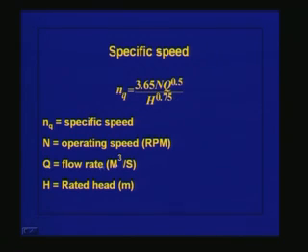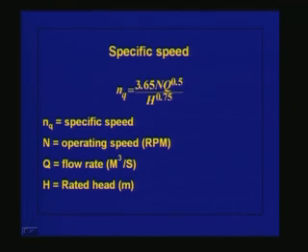This rated flow rate Q and rated head are the head and discharge that are realized when the pump is operating at its maximum efficiency point, and the rated head should be given in meters here and flow rate is in meter cube per second. It is very important to notice here that this is not a non-dimensional parameter, and this 3.65 is basically a factor that is coming for the units that we are using here.